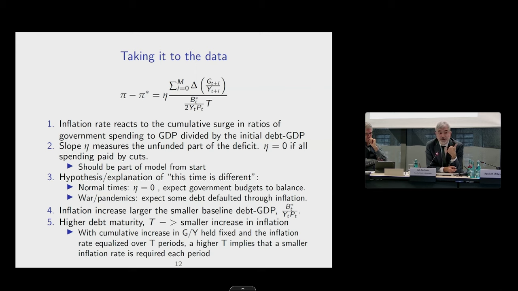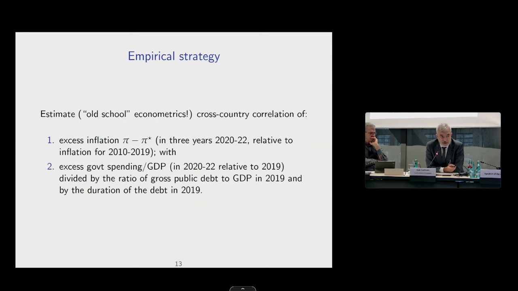Higher debt maturity means that with a little increase in inflation, you're going to soak up more of the debt, get rid of more of the debt with less inflation. So that actually gives you lower inflation rates with the same G. The empirical strategy, which the authors call old school econometrics, I like because I'm old school. They just have the inflation differential regression. You could just see the paper as asking what the correlation is between these two things, and to what extent excess government spending to GDP correlates with those inflations across those OECD countries.